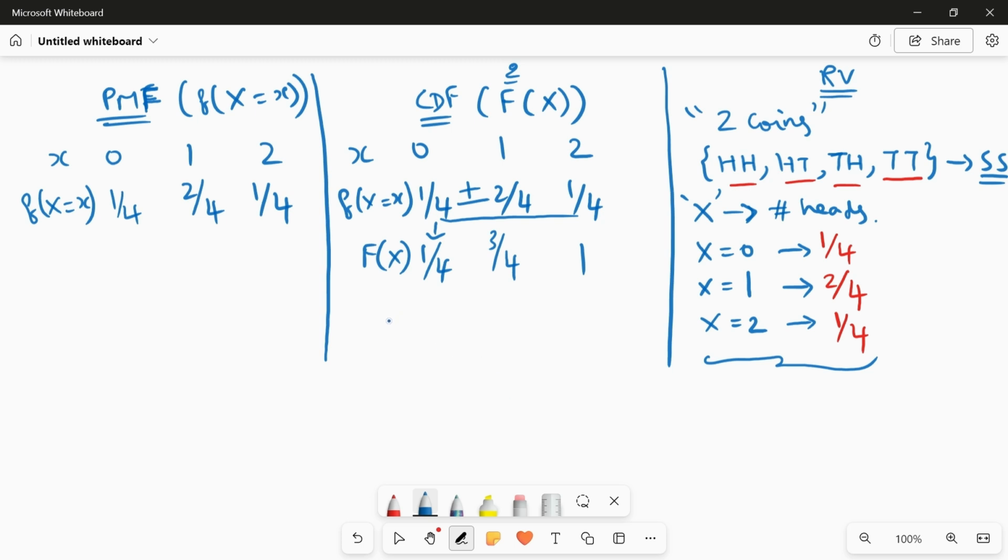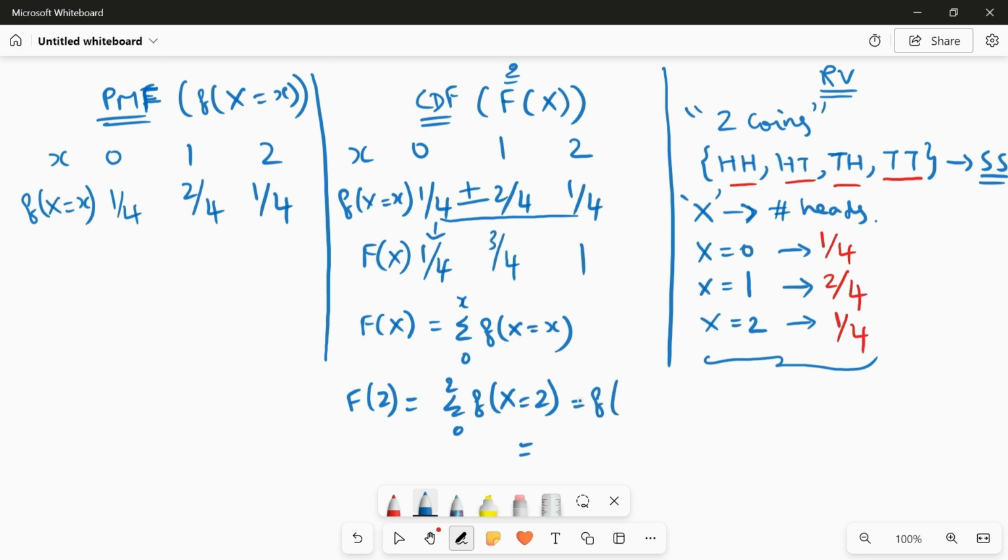So if you want to write this mathematically, you can write F of x is equal to sigma. You add the probabilities, right? So F of x is equal to sigma of f of x. You start from 0 until x. So if you want to calculate F of 2, you will put 0 to 2. You are not just calculating the probability that x equal to 2, you are calculating the cumulative probabilities till x equal to 2.